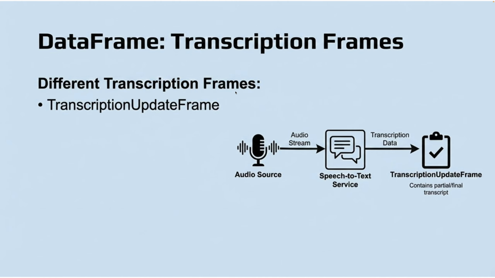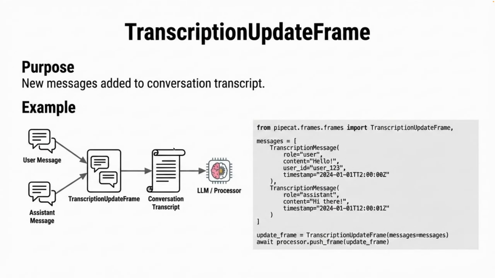Next we have transcription frames. We already discussed one of the transcription frames, but that was a text frame. Now this is the transcription update frame. Let's say we want to add certain new messages to the conversation transcript. We can use this transcription update frame to make changes to the conversation transcript, so we are appending these messages and pushing the frame.